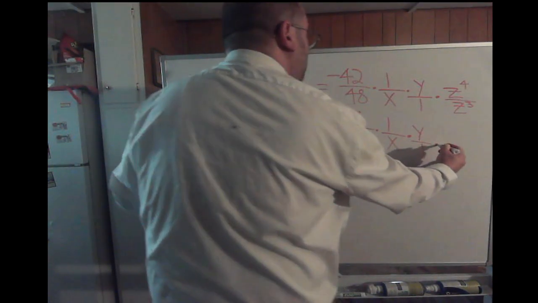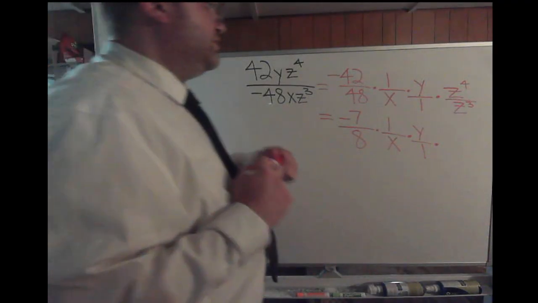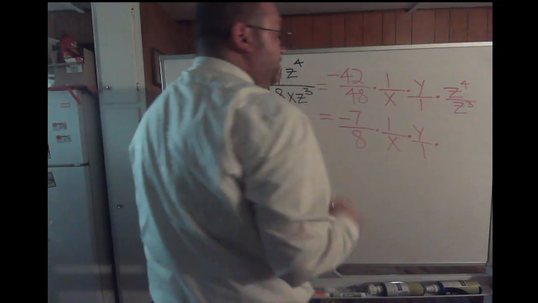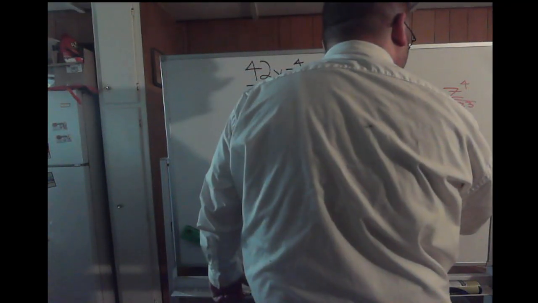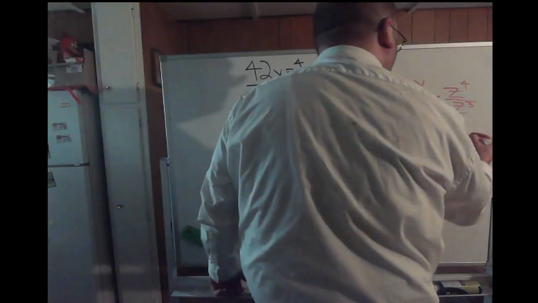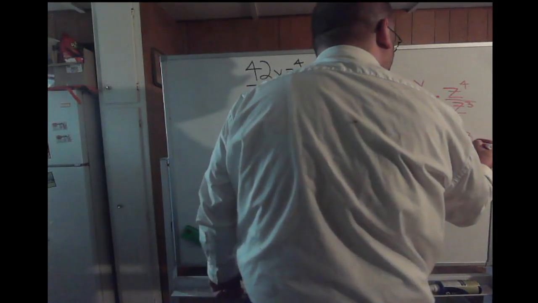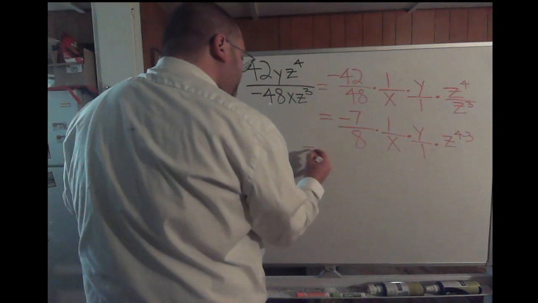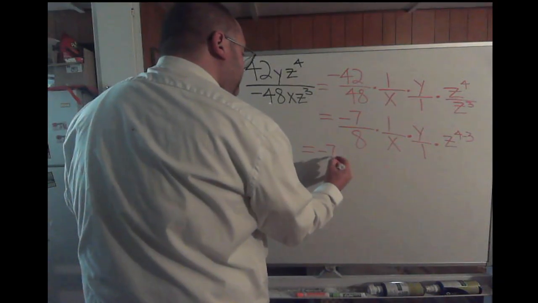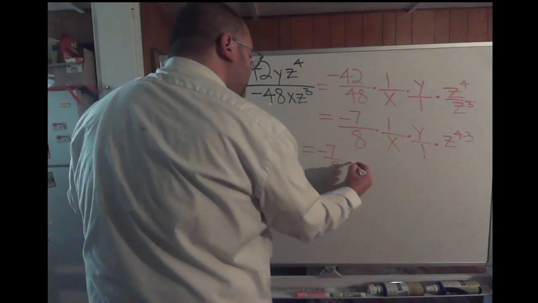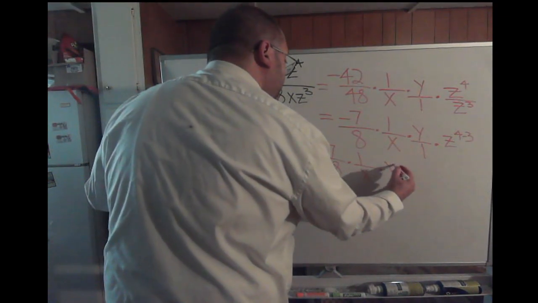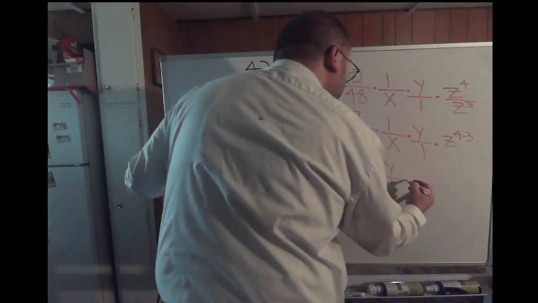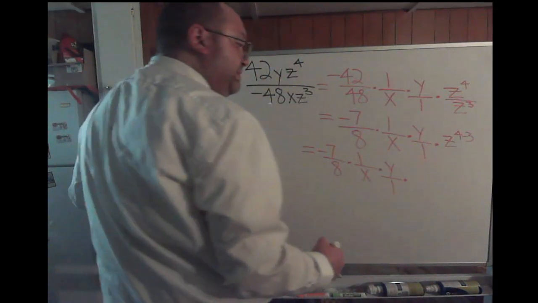Now, we have z to the fourth over z to the third, so clearly the power in the numerator is greater than that of the denominator. So you're going to take your base z, you'll take that to the 4 minus 3 power. Alright, so let's go through now. You'll still have negative 7/8 times 1 over x times y over 1 times z to the 4 minus third, that'd be z to the first, or just simply z.